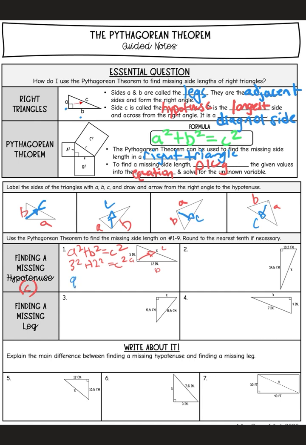3 times 3 is 9. 12 times 12 is 144. All of that is going to be equal to c squared. We add that together, and we have 153 is equal to c squared.